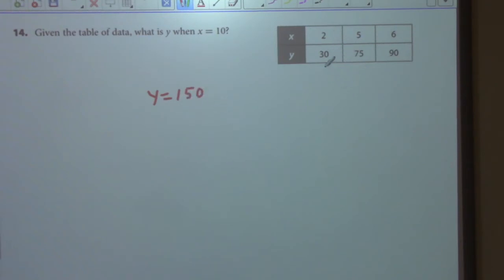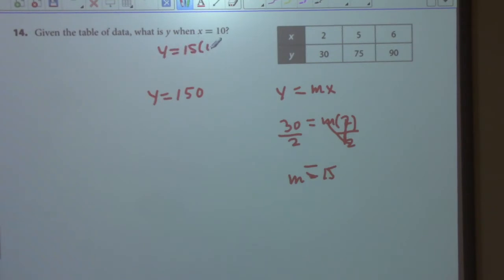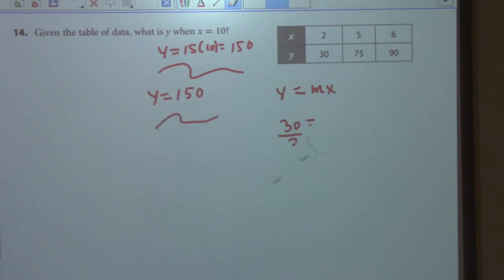Let's check this out. What you have is y equals mx. So we have 30 is equal to m times 2. Solving for m, what is m? 15. So m is equal to 15. Therefore, y equals 15 times 10, which equals 150. Does that look good? Looks good. Thank you, Lexi. Great.